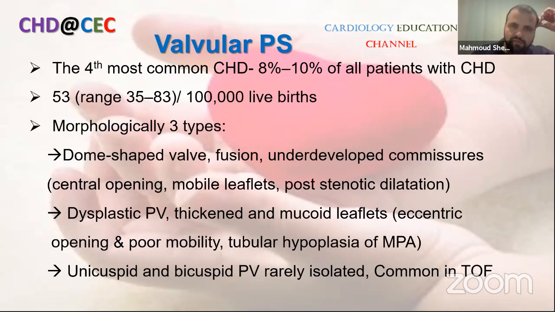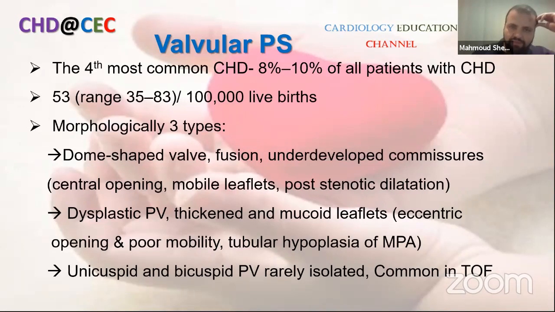Morphologically, there are three types of valve. The most common type is a dome-shaped valve with fusion or underdeveloped commissures. This valve has a small central opening, and according to the size of this central opening, it affects the severity of the obstruction. It has mobile leaflets and the typical post-stenotic dilatation of the main pulmonary artery, or the jet effect.